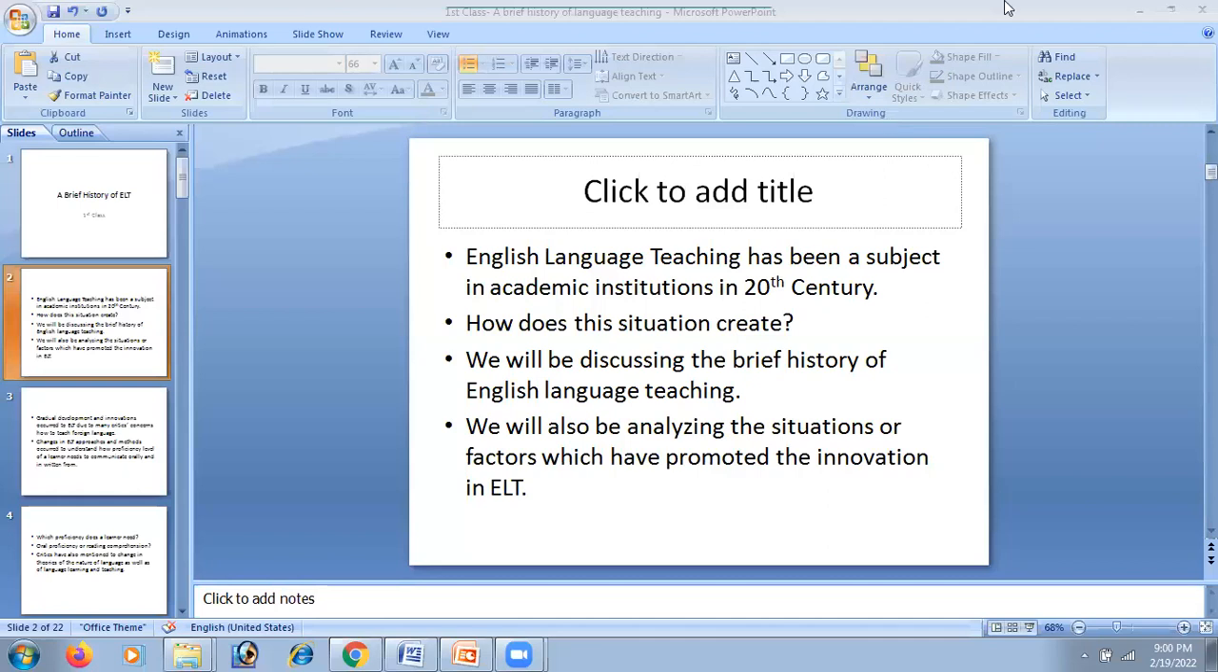So I was talking about in which situation English language has gained such kind of popularity, and in which way the methods and approaches for English language learning have come to the present scenario in the 21st century. We will be trying to have a little glimpse of those two questions in this inaugural class of this course. Okay, so let's move on to the other slides here.